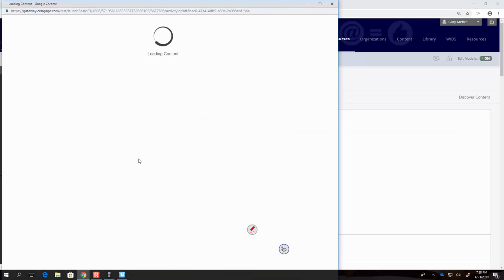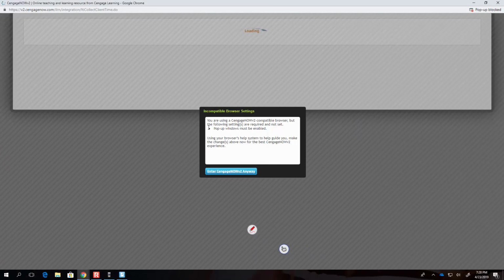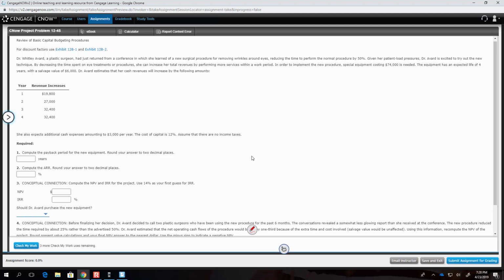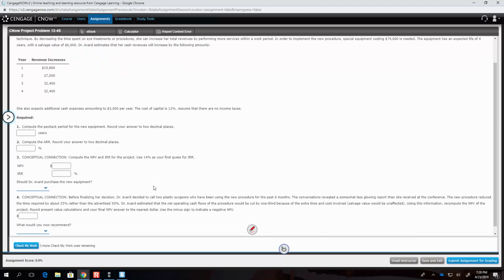So if I go to the problem, 45, I'll make it bigger. There really isn't a lot of boxes here to fill in. It's more information than anything. So, requirement 1, it says compute the payback for the new equipment, right? Payback. Problem 2, the accounting rate of return, we already talked about it. And look at the percentage. Round your answer to 2 decimal places as a percent. As a percent, not a decimal. Question 3, what is the net present value? What is the internal rate of return? Use your calculator to compute the internal rate of return, please.